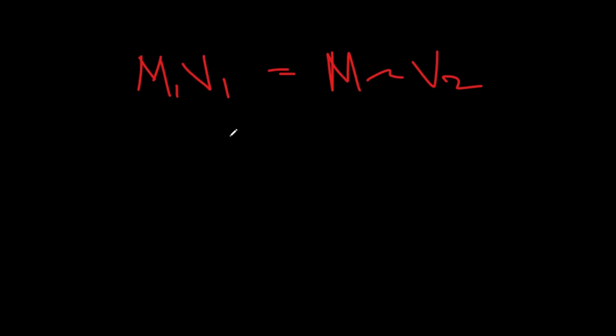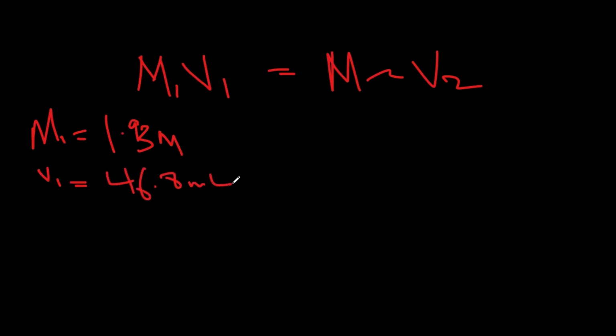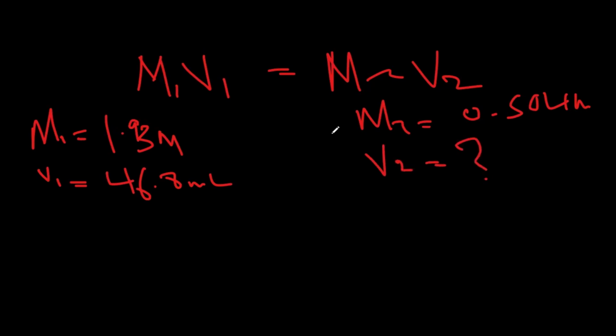So we're going to use this dilution formula here. We're going to say what is our M1. Our M1 there will just be 1.93 molar. Then our V1 will be the first volume that you can see on your question there, which was 46.8 milliliters. And then the M2 will just be the final concentration, which was 0.504 molar. And then the final volume is what we don't know. So how can we find this final volume? We just put these values into this formula here and solve for V2.